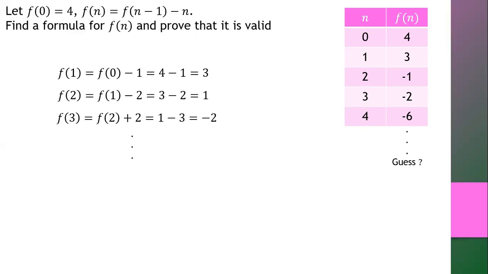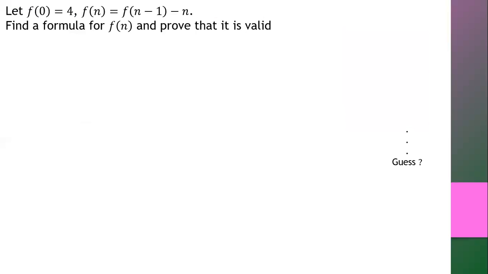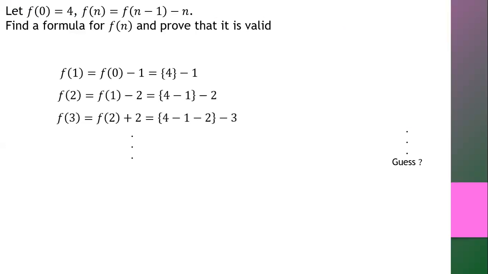And in this case, the technique I'm going to use is forward substitution. So now it looks a little more obvious, right? It looks like I'm doing 4 minus the sum of 1 through n. So I'm going to go ahead and use that as my guess. So it looks like 4 minus 1 minus 2 all the way through minus n, which I can write in a more compact form as 4 minus the sum from i equals 0 to n of i.